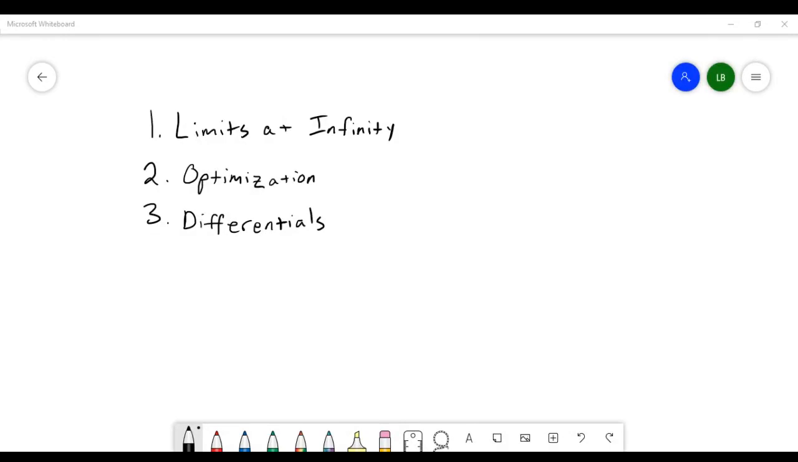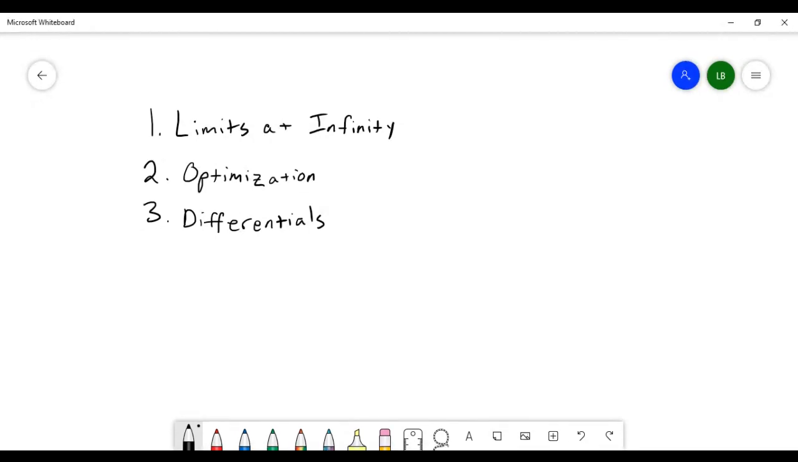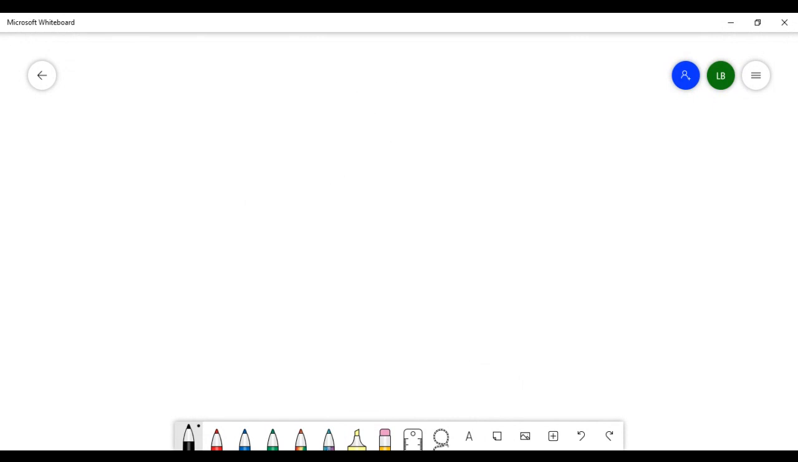Right, welcome to another Math 2417 review. Today we'll be going over some limits at infinity, which we touched on last week. We'll talk about optimization, and lastly we'll talk about differentials. So, we'll start off with limits at infinity.